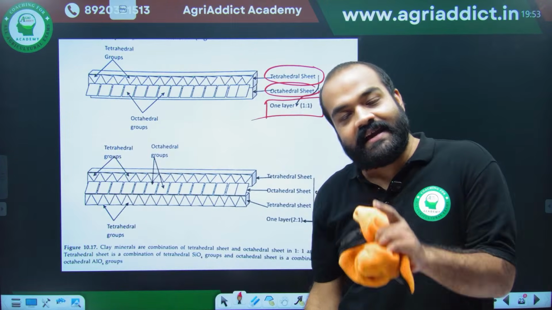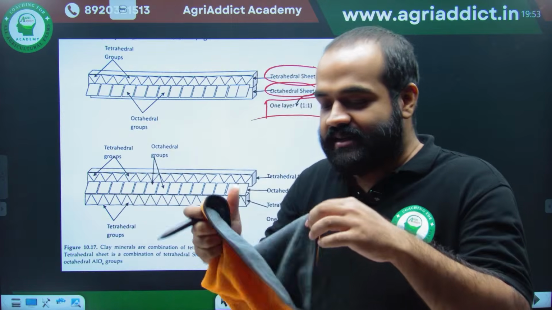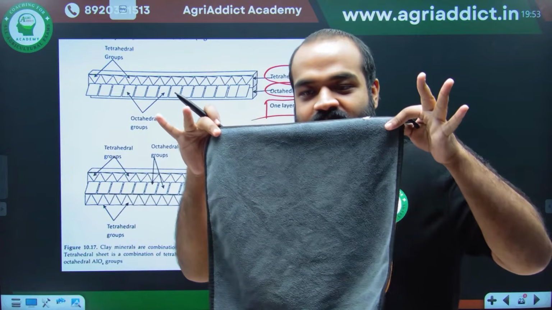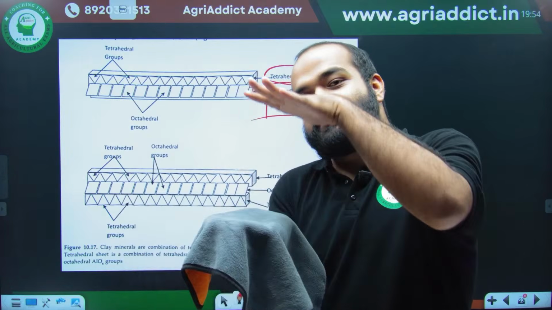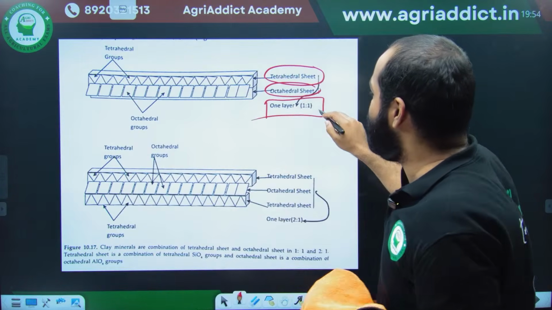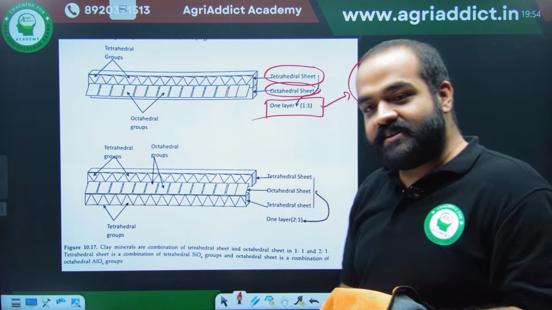उनको पता नहीं है लेयर क्या है, शीट क्या है. Please do not get confused. शीट का मतलब होता है कागज. Sheet is like this, sheet is 2 dimensional. शीट के ऊपर जब शीट का स्टैकिंग होगा, that will form a layer. Layer is 3 dimensional.